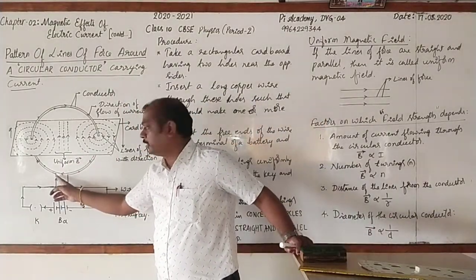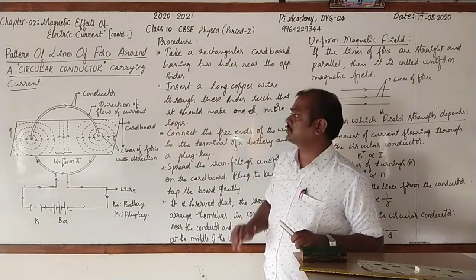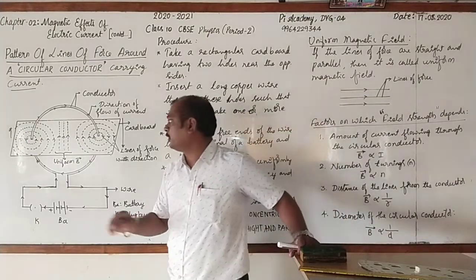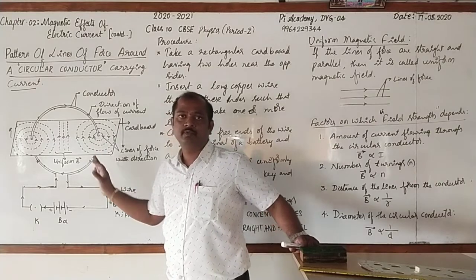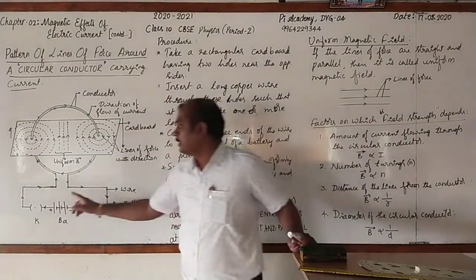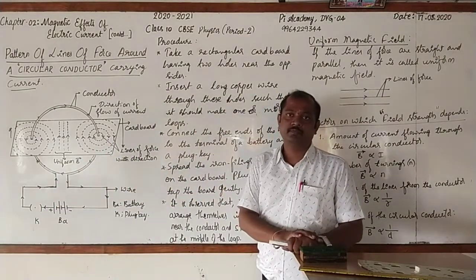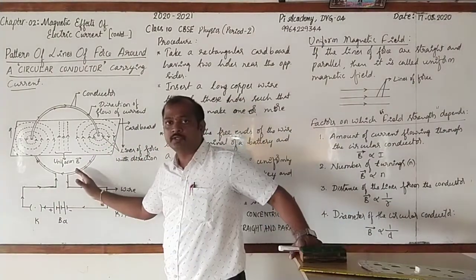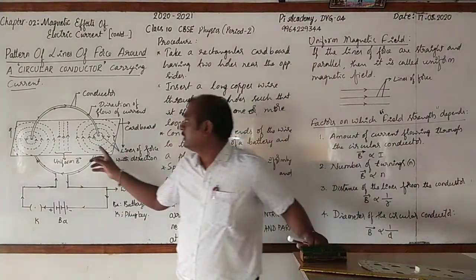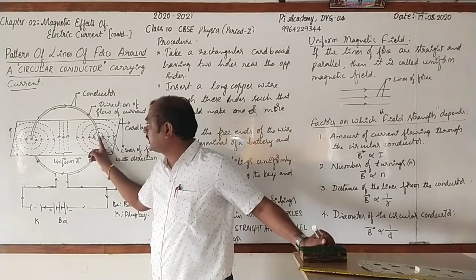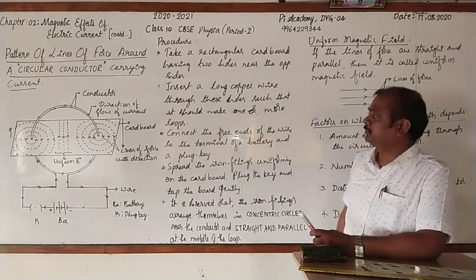Another point, connect the free ends of the wire to the terminals of a battery along with the switch. Clear? Fourth point, spread the iron filings evenly on the cardboard. Then fifth point, close the circuit, then tap the card. Next, another point, it is observed that iron filings start arranging themselves in concentric circles near the conductor, straight and parallel at the middle of the circular loop.